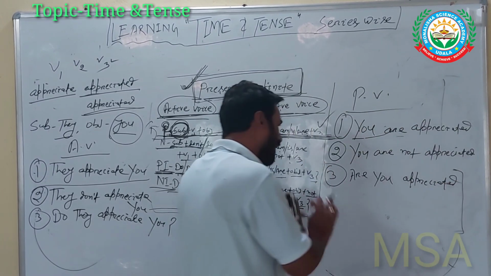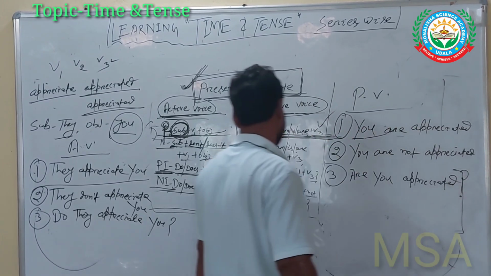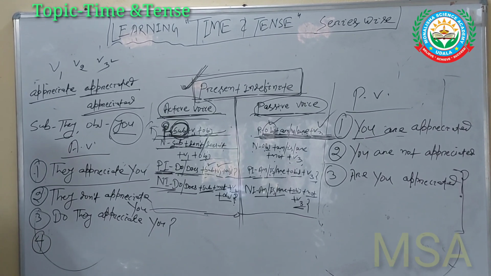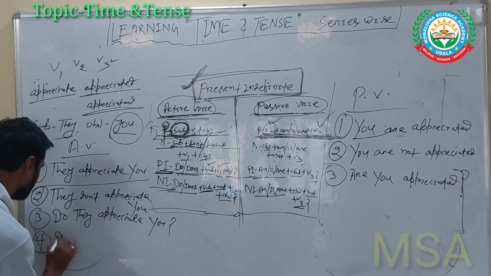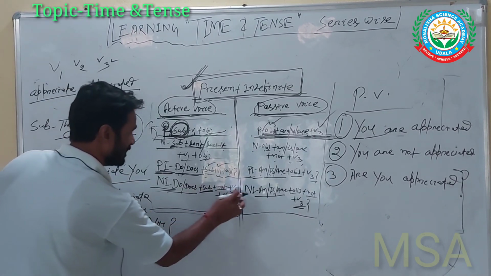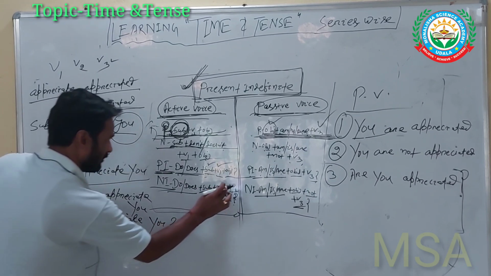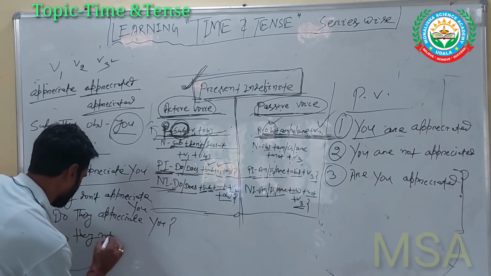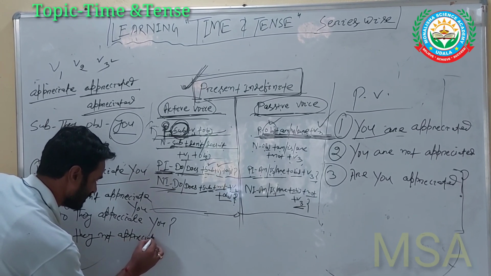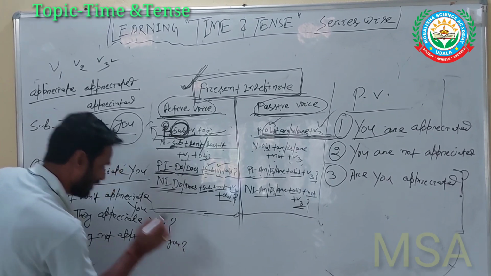Appreciated. So, are you appreciated? Question mark at the end. And the last one, the fourth one. So, do they not appreciate you? Here, V1 means appreciate, do they not appreciate you, right?